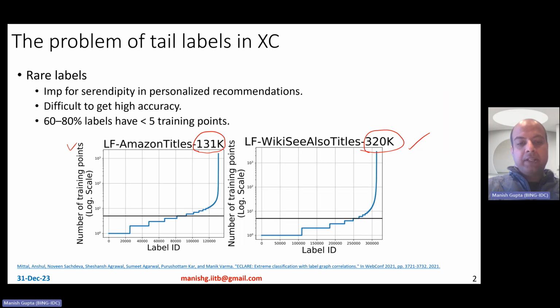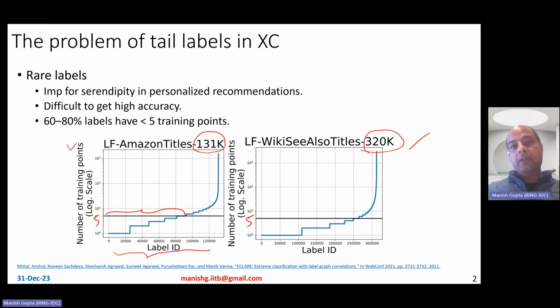But what is also important to observe is that a large number of labels actually have fewer than 5 data points. Essentially, if you look at Amazon titles or even Wikipedia titles, you see that a whole bunch of labels have less than or equal to 5 training data points. So this basically means that a whole bunch of labels have a very small number of data points to train on. This means that while training, it is very difficult to get high accuracy for these tail labels.